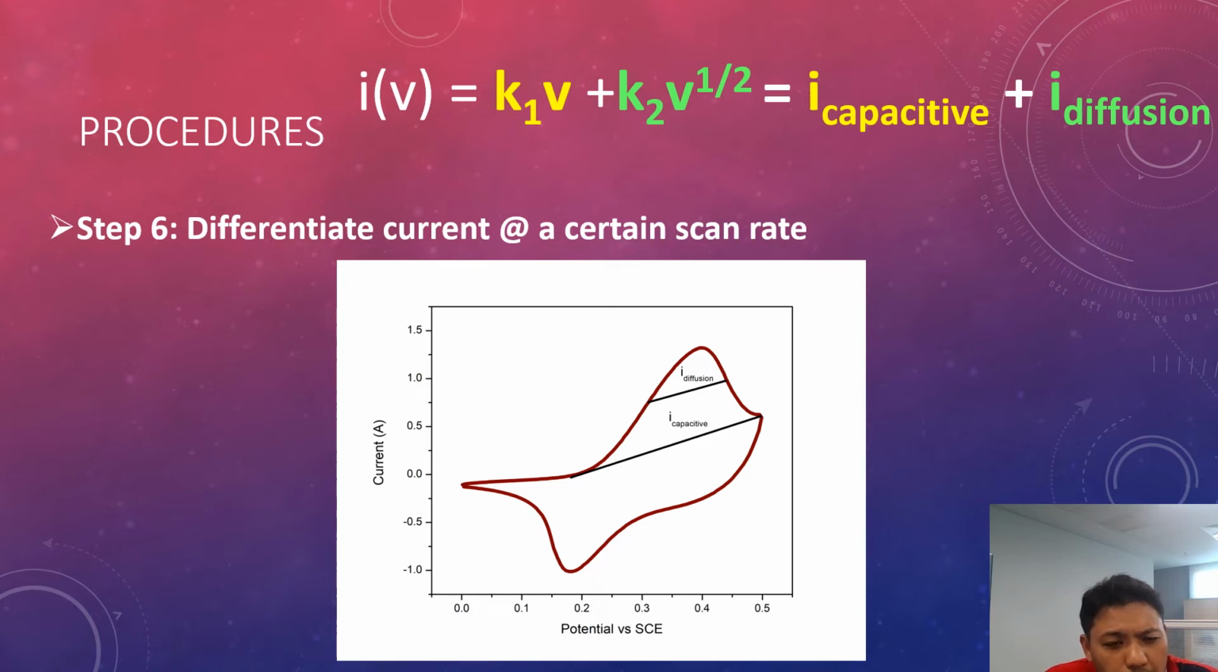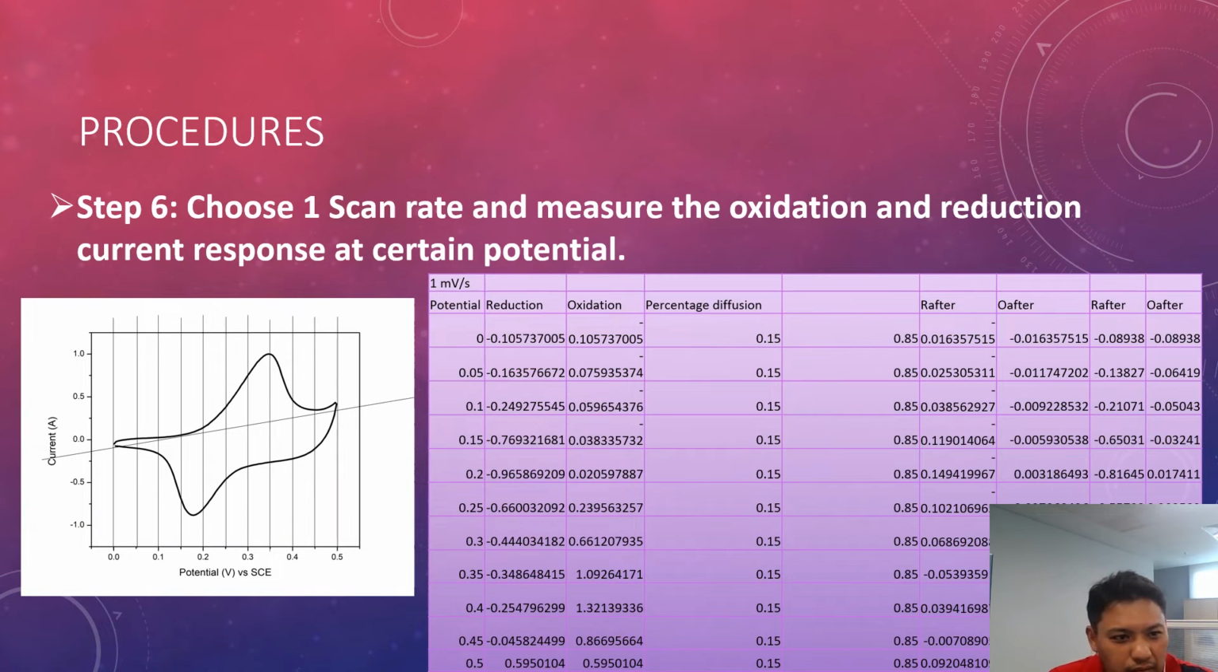Okay, next is procedure number 6. When you want to proceed to plot the graph, what do you need to do first? First, you need to differentiate the current at a certain scan rate. For example, this is our CV, and we want to plot the diffusion or the capacitive. So always remember, the one closest to the middle is the capacitive, while the one at the outer layer is the diffusion. So it becomes easy later. We have 3 more steps, step 7, step 8 and step 9, on how to plot the graph, so stay tuned. Okay, this is procedure 6.